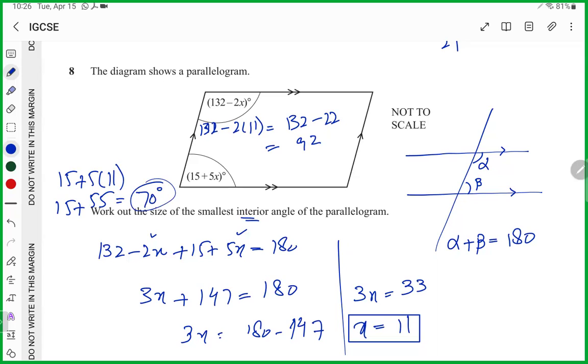So they are asking for smallest interior angle. So this angle is coming as 70. Okay, done. Pardon. This is going to be 132 minus 22, which is going to be 110.